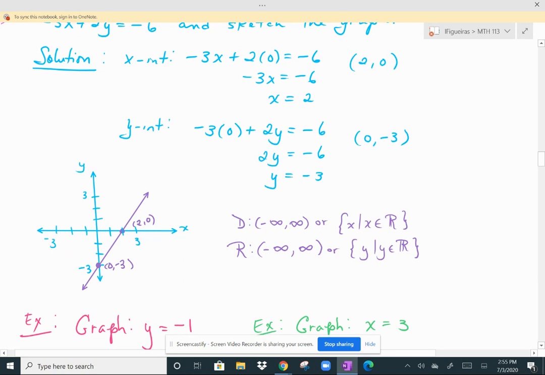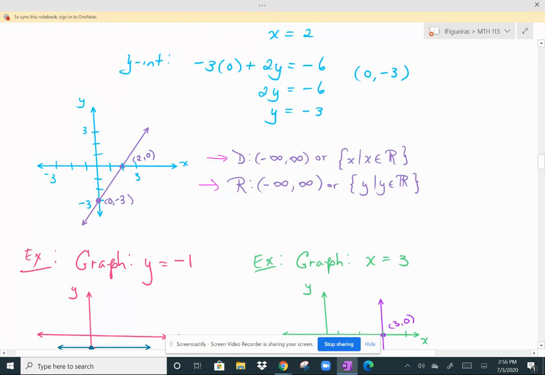And again, because this is a linear function, your domain and your range are stated here. This time I did it in both interval notation, from -infinity to infinity, and also in set builder notation using R to represent real numbers. Okay, so this is D for domain, R for range. This fancy R means all real numbers.